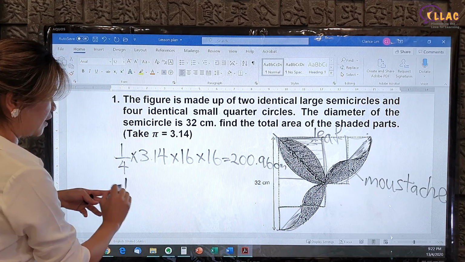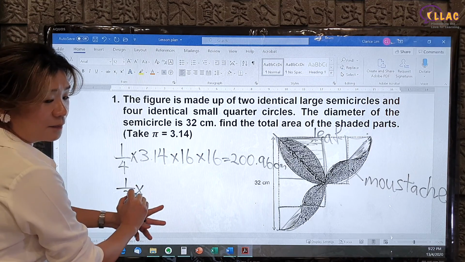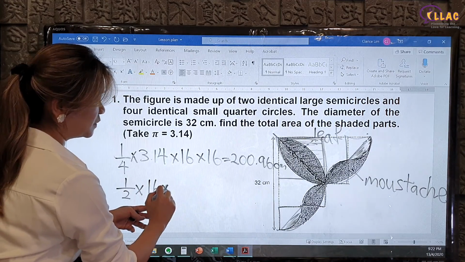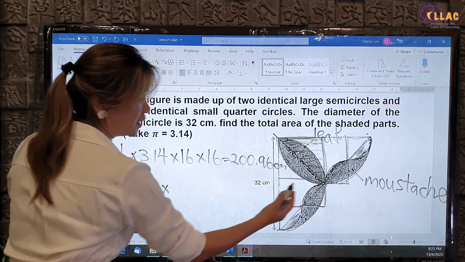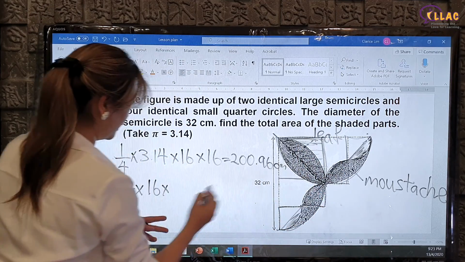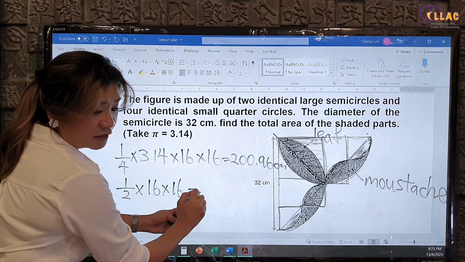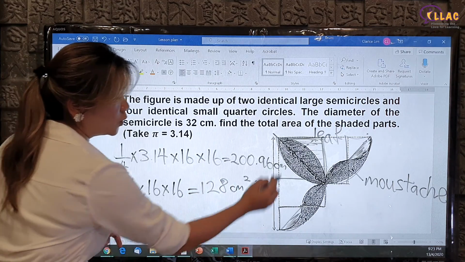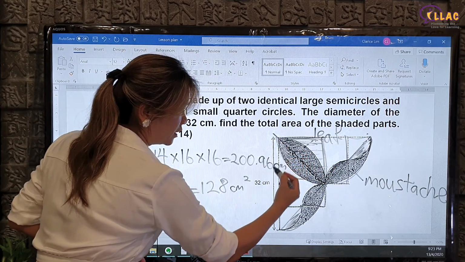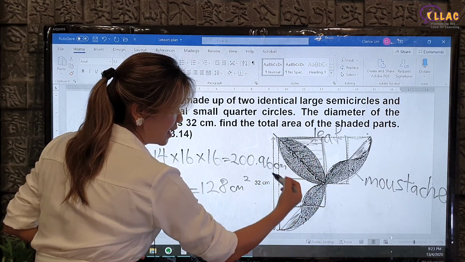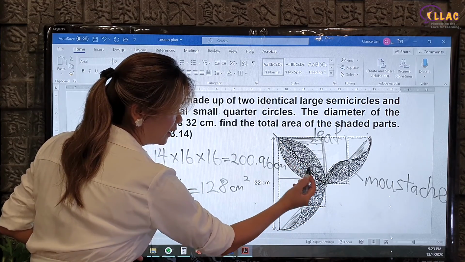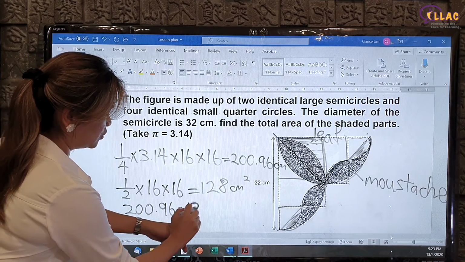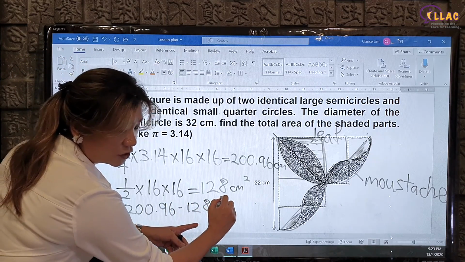So how do you then find this triangle? This triangle will be half times the base. What is the base over here? The base will be 16, and the height over here is also 16 because this is a radius of the circle. So it's half times 16 times 16 and you get the answer 128 centimeters square. So if this quadrant is 200.96, you minus away the triangle, minus 128, and you get half the leaf, which is 72.96 centimeters square.